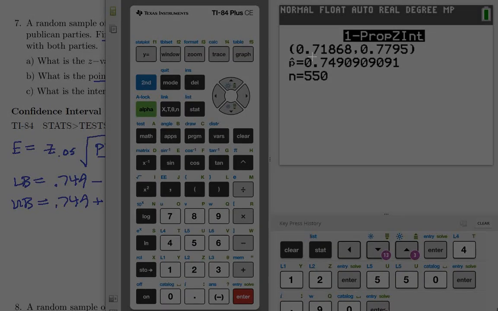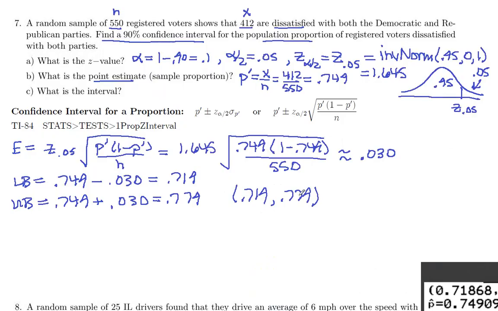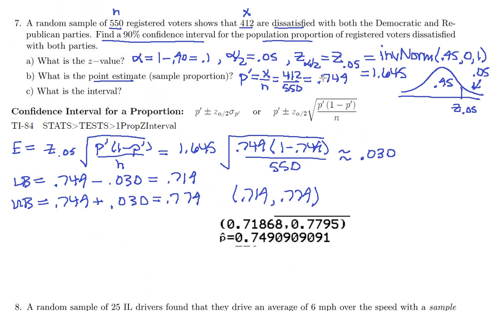And then our sample proportion, it gave us 0.749. So a little bit of round off error because we rounded. When we got our 0.749, it was really 0.74909. So these answers are a little bit more exact, but we double checked, and we got the right answer.